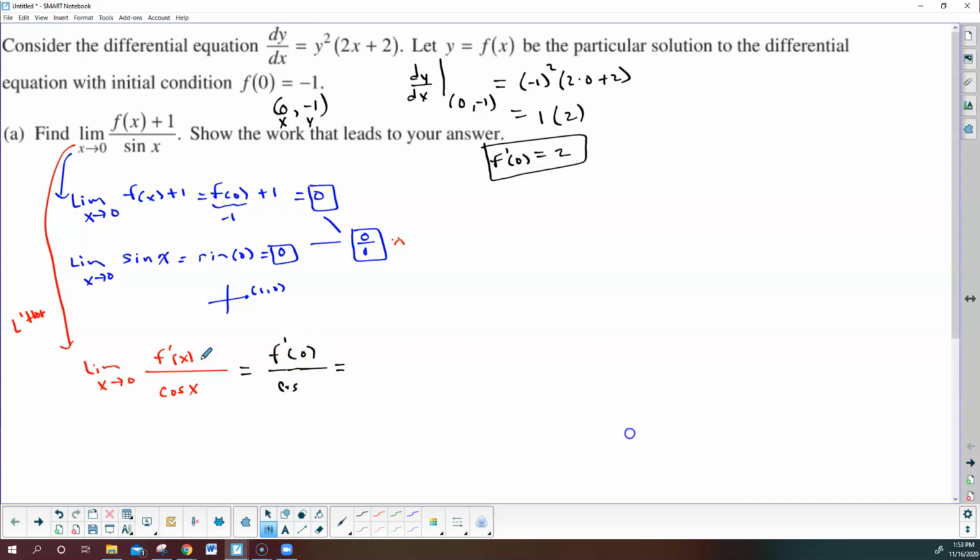I'm going to take the derivative of f at 0, because that's where our limit is going to, and the cosine of 0. So what is the cosine of 0? That's the 1 right here. And then what is the derivative of 0? We just found that. We took the point that was given, we plugged it in to find the derivative. F prime of 0 is 2.